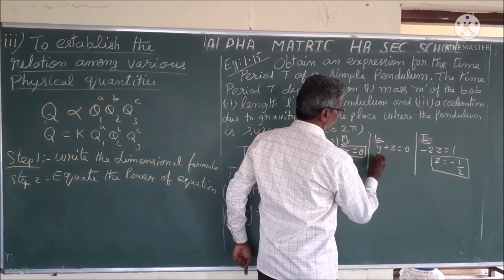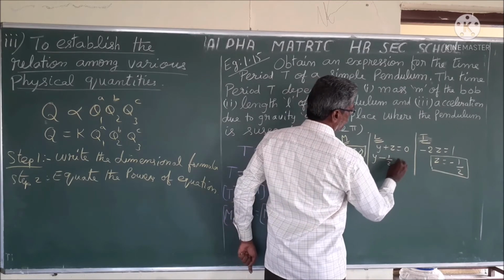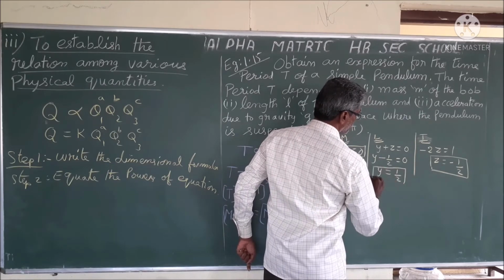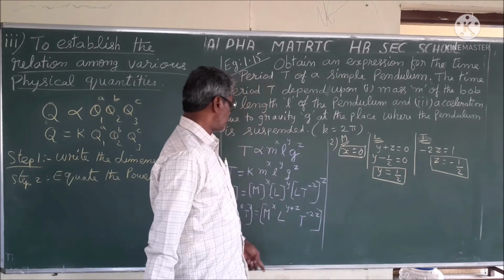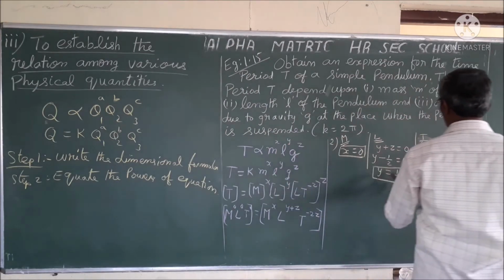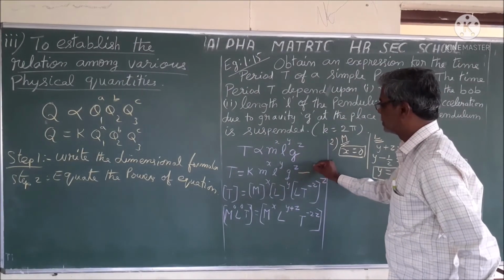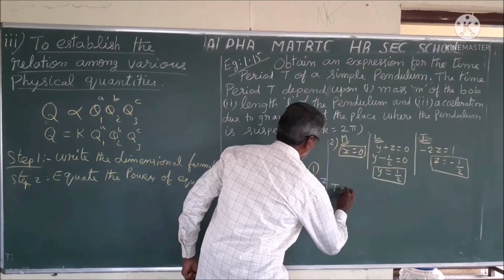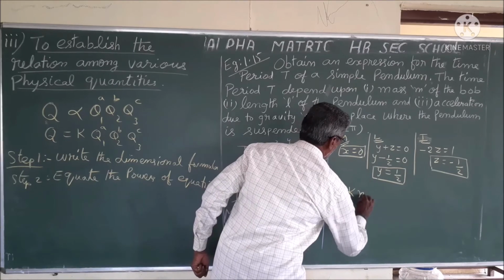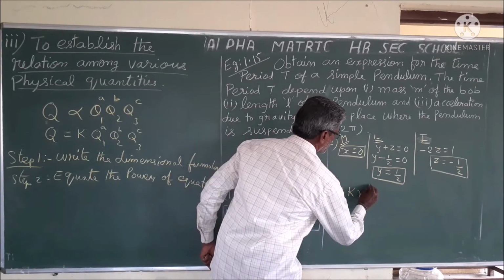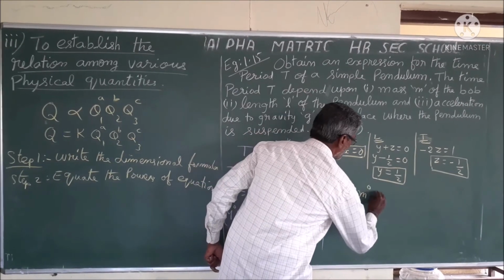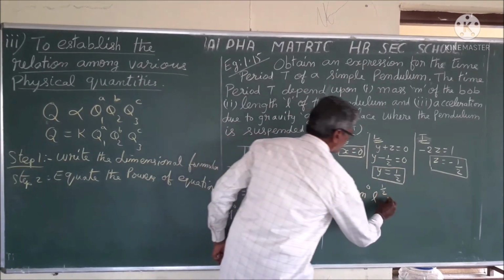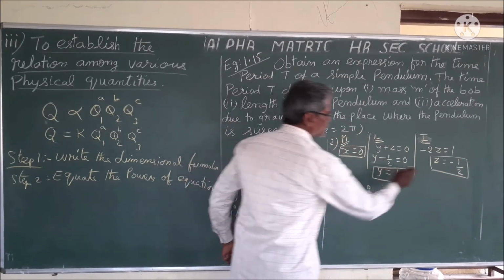Now substitute the value of z here. y minus half is equal to 0, so y is equal to 1 by 2. Now we substitute these values, x, y and z, in equation number 1. So T is equal to k, M^0, then L power half, g power minus half.